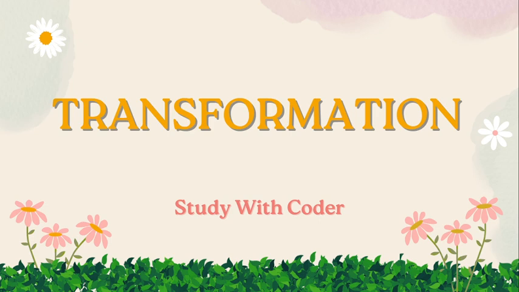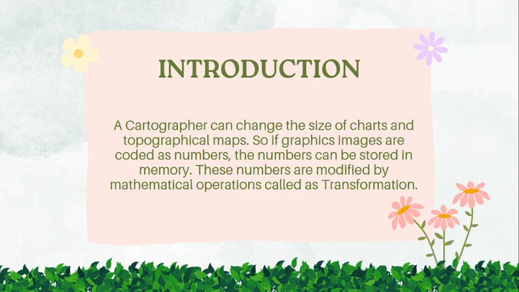Today we are seeing the transformation. What is a transformation in computer graphics? First, the simple introduction and definition of transformation: a cartographer can change the size of the charts and topographical maps. So if a graphical image is coded as numbers, the numbers can be stored in memory. These numbers are modified by mathematical operations called transformation.